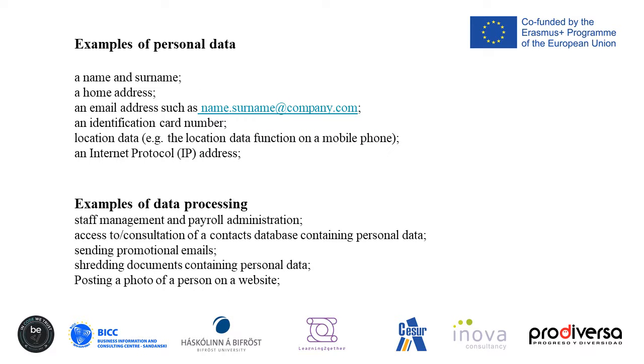In this slide, we can see some examples of personal data. For example, a name and surname, let's say John Smith, would be personal data. A home address, an email address such as john.smith@company.com, for example. An identification card number would be another kind of personal data. Location data, for example, the location data function on a mobile phone, or an IP address.